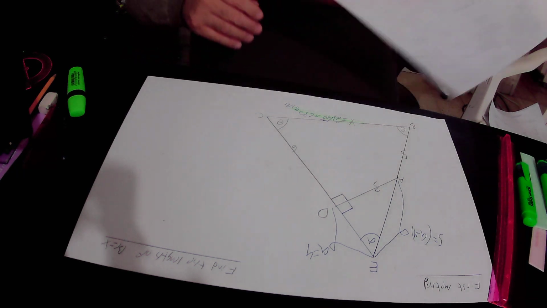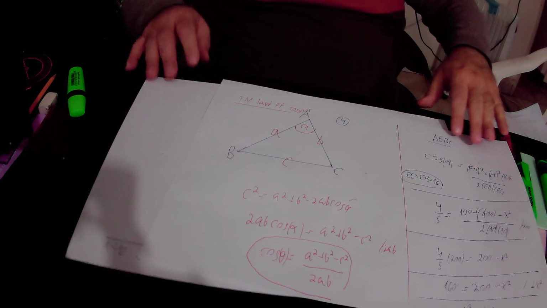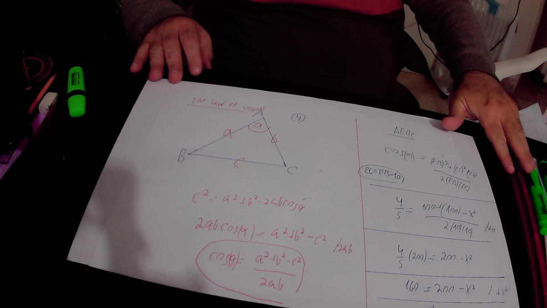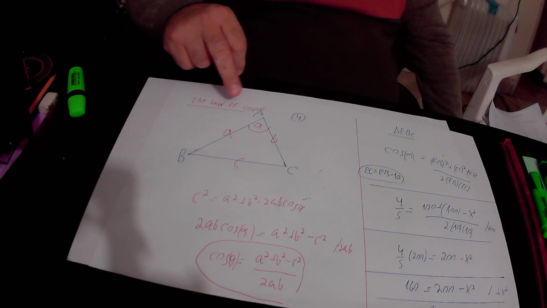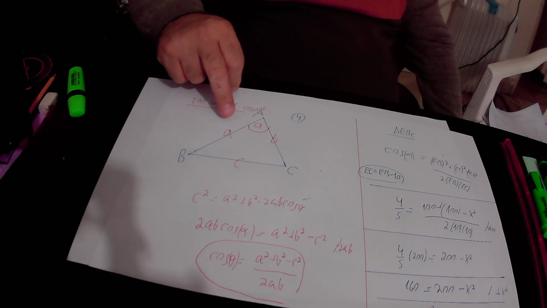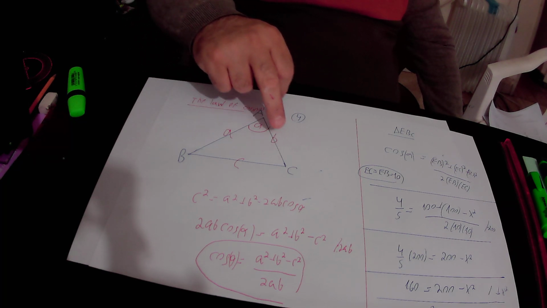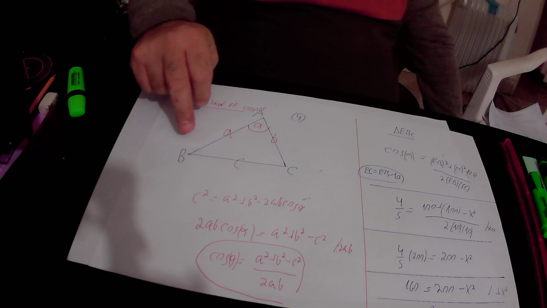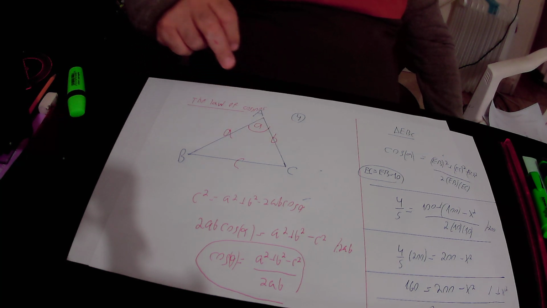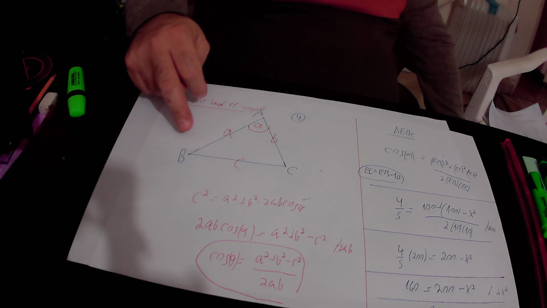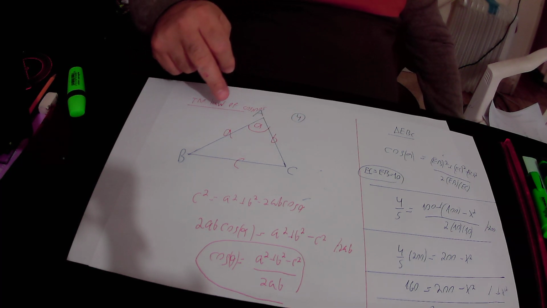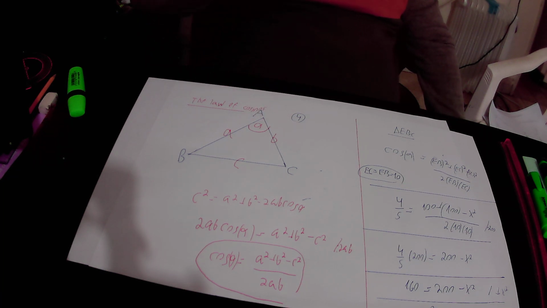So what is the law of cosines? The law of cosines is true in any triangle. If we have triangle ABC that could be any triangle, we know that the length of AB is A units, the length of side AC is B units, and the length of side BC is C units. Then according to the law of cosines, C squared equals A squared plus B squared minus 2 times AB times cosine alpha.